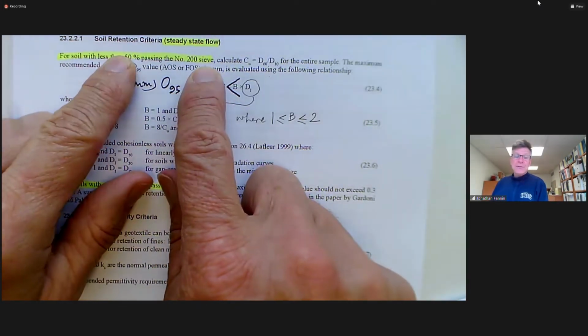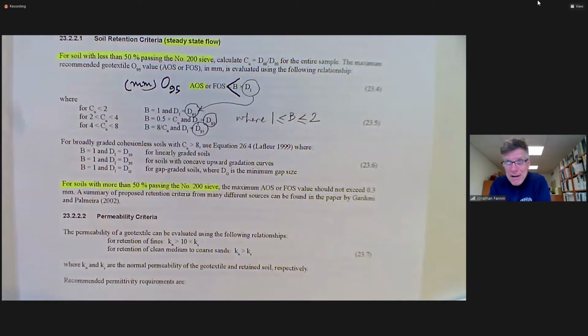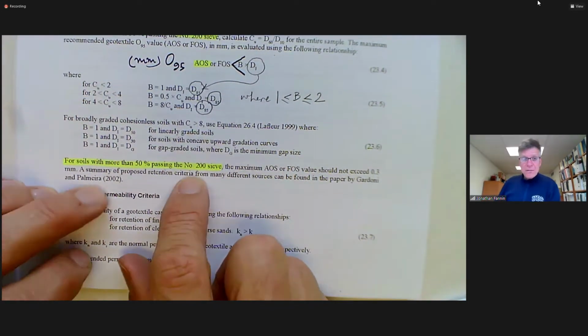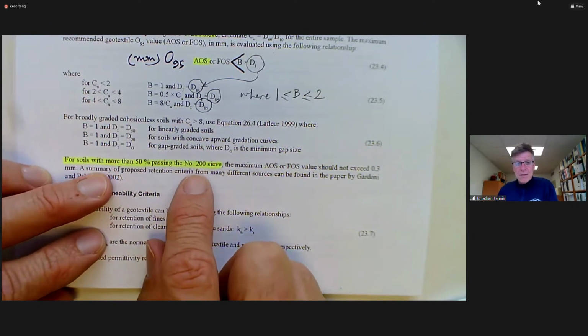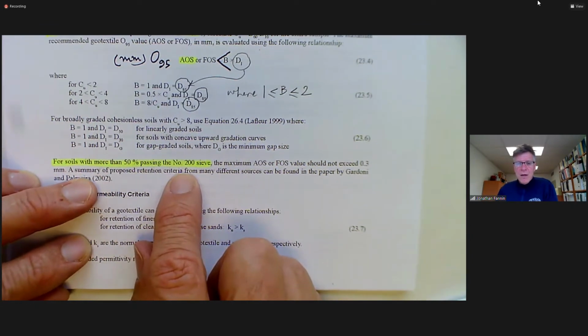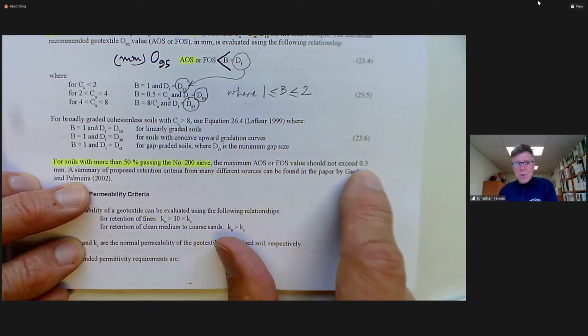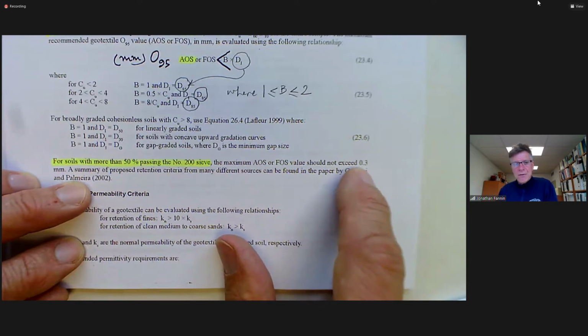All of that is for soils that are predominantly sandy gravel, less than 50% silt clay size. If the base soil is finer, soils with more than 50% passing the number 200 sieve, then we end up with AOS shouldn't exceed 0.3 of a millimeter. 0.95 less than 0.3 of a millimeter.